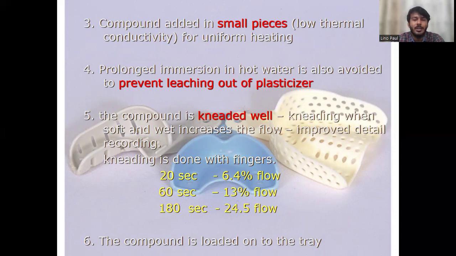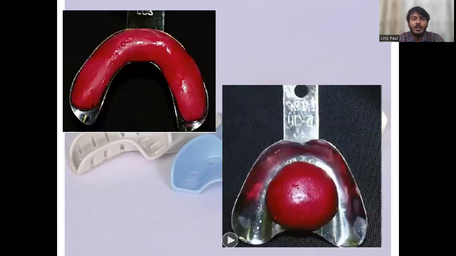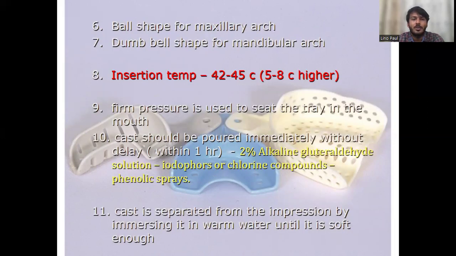Kneading is done with fingers only, and 20 seconds will improve the flow to 6.4%, 60 seconds or 1 minute of kneading gives 13% flow, and 180 seconds gives 24.5% flow. The compound is then loaded onto the tray. As you can see, for the maxillary arch, we make it into a bowl shape, then spread it with the fingers onto the stock tray. With the mandibular arch, we will knead it into a rod shape and then place it in the respective tray. So bowl shape for the maxillary arch and dumbbell shape for the mandibular arch.